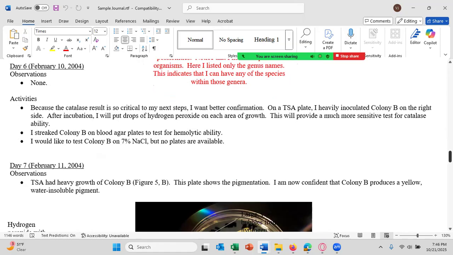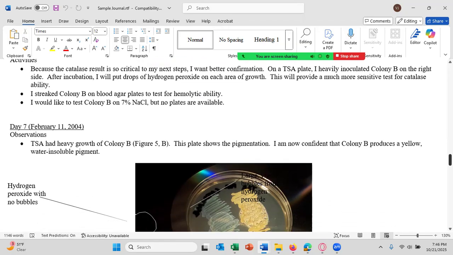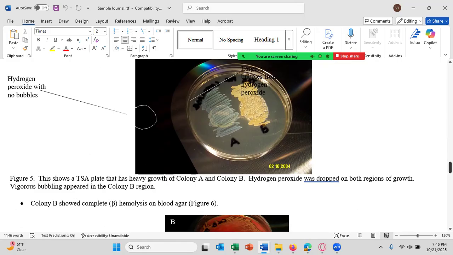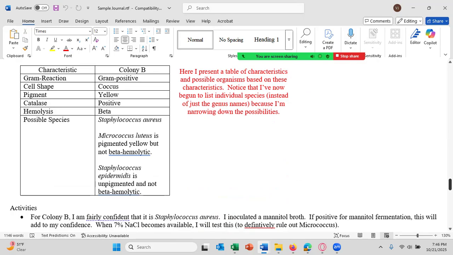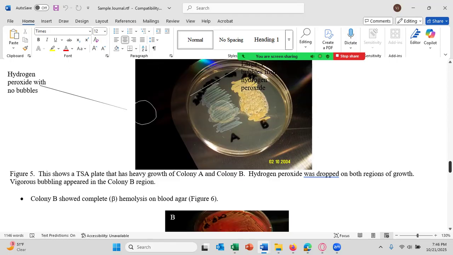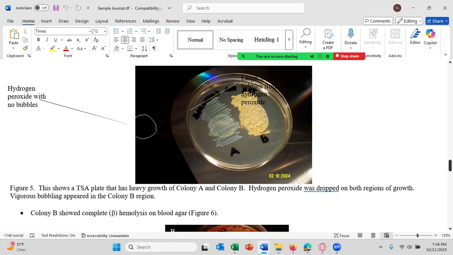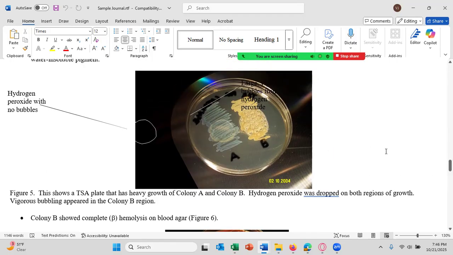And when you get it down below the family, you should put down what the species possibly could be. So the possible species after the pigment test is Staphylococcus aureus, Micrococcus luteus, or, what is it, Micrococcus varians? Because all three of them are pigmented.